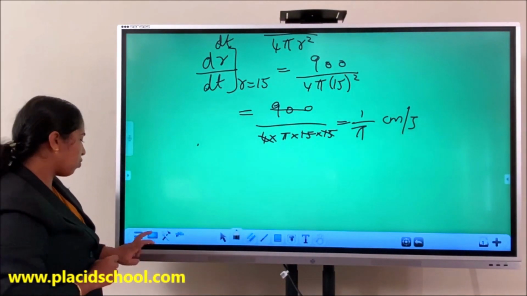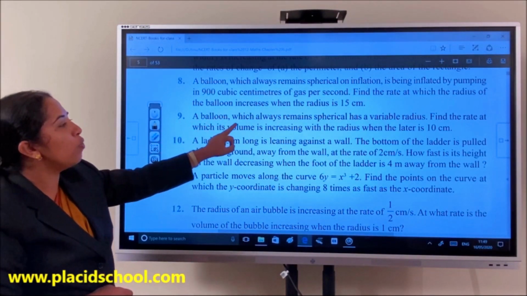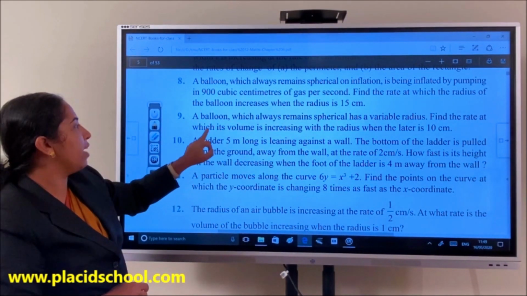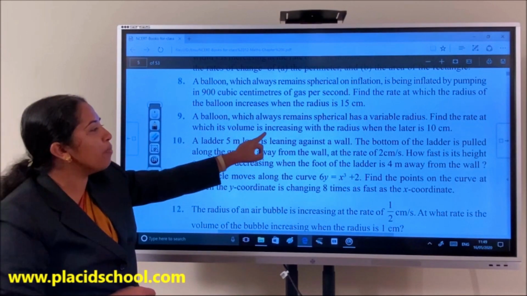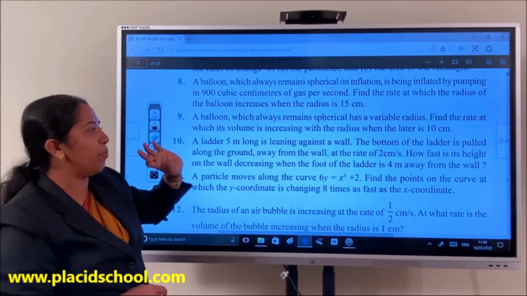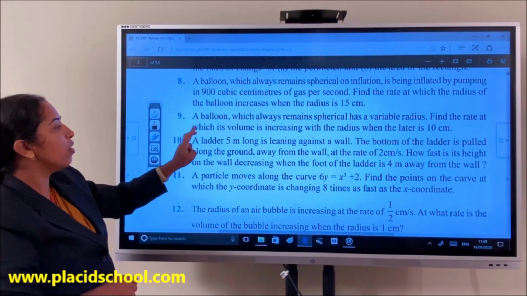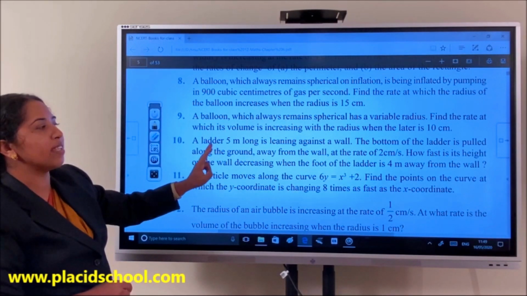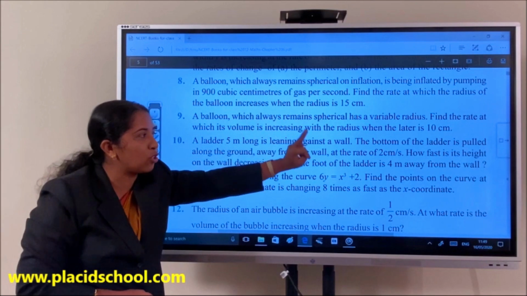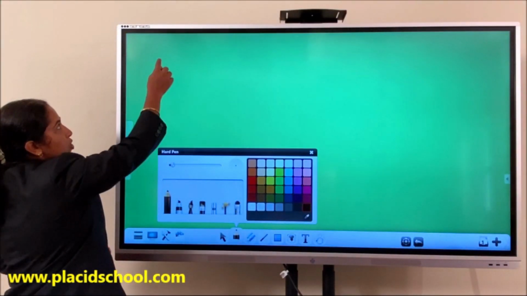Now moving on to the next question. Question number 9. A balloon which always remains spherical has a variable radius. Find the rate at which its volume is increasing when the radius is 10 centimeter. So a balloon has a variable radius. You have to find the rate of change of volume with respect to radius when radius is 10 centimeter. Now the answer for question number 9.